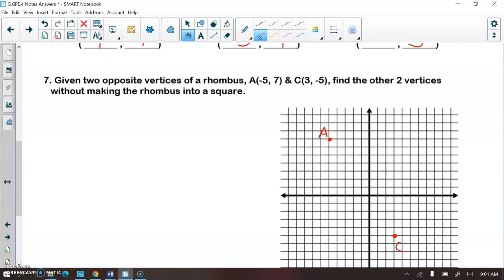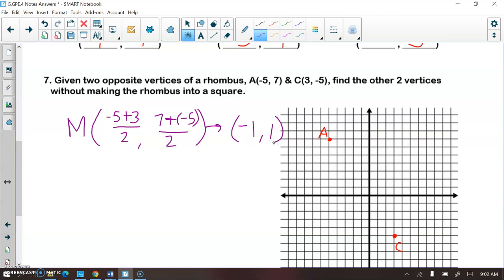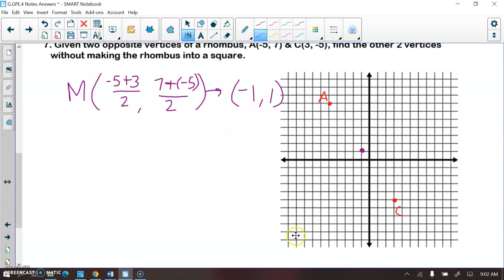So I'm going to find the midpoint of diagonal AC. So the midpoint formula is I take x plus x and I divide it by 2, and then I take y plus y and divide it by 2. And so this gives me a midpoint of -1, 1. So let's plot that point, -1, 1. This is the midpoint of my diagonal AC. It is also going to be the midpoint of my other diagonal.